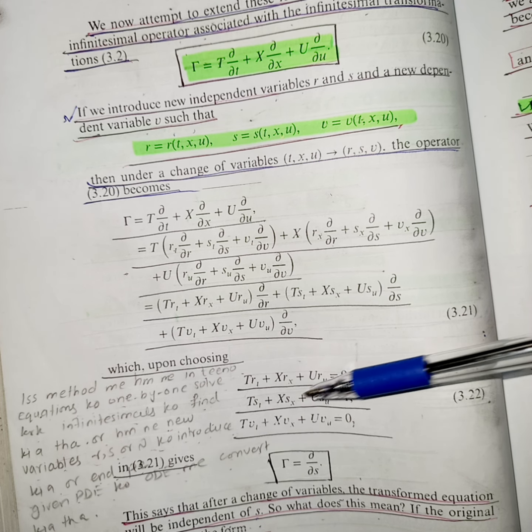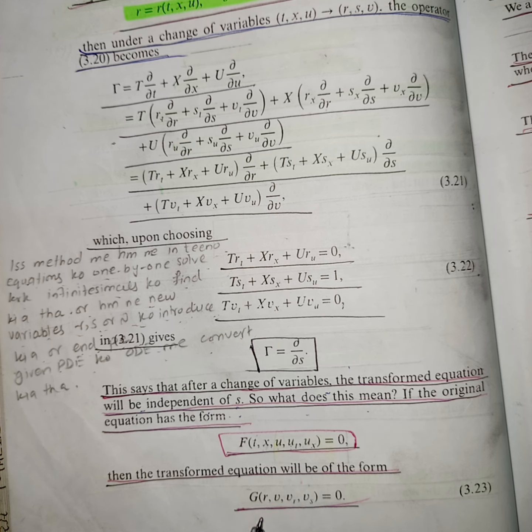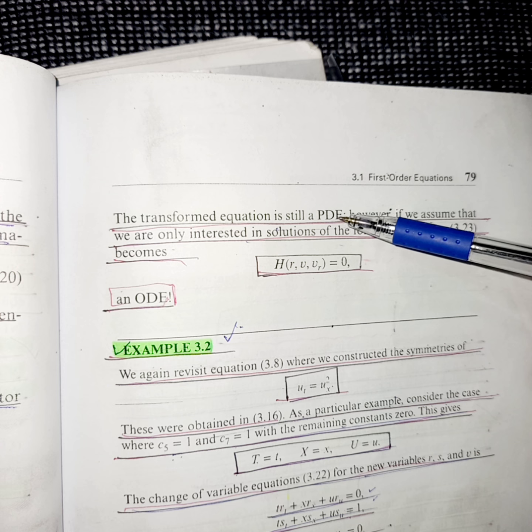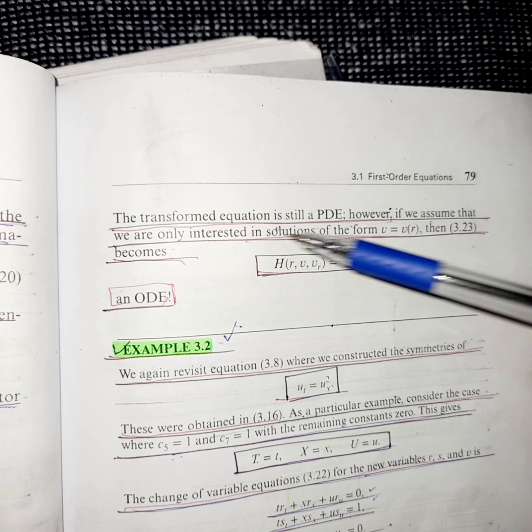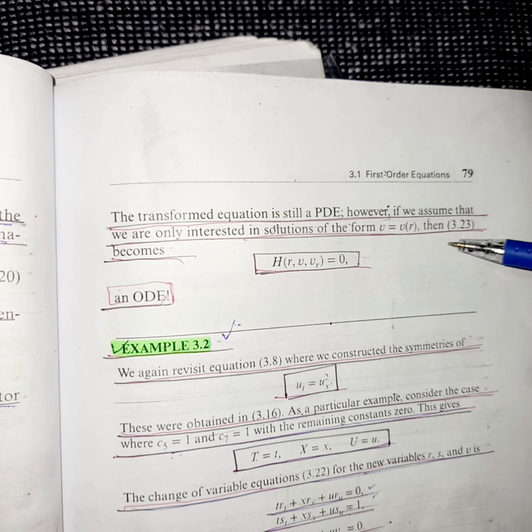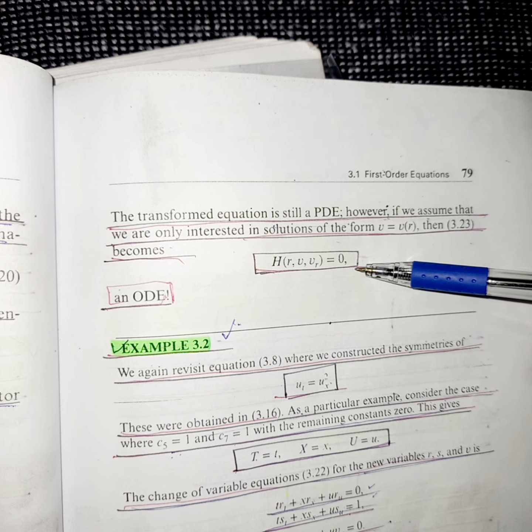Okay, so what does this mean? This says that after the change of variables, the transformed equation will be independent of s. If the original equation has this form, then the transformed equation will be of this form, because we have implemented the change of variables technique. And if this equation is independent of s, then definitely our new equation will be in terms of r and ν. So students, the transformed equation is still a partial differential equation. However, if we are only interested in solutions of the form ν equal to ν of r, then equation 3.23 can be written as this one, that is an ODE.